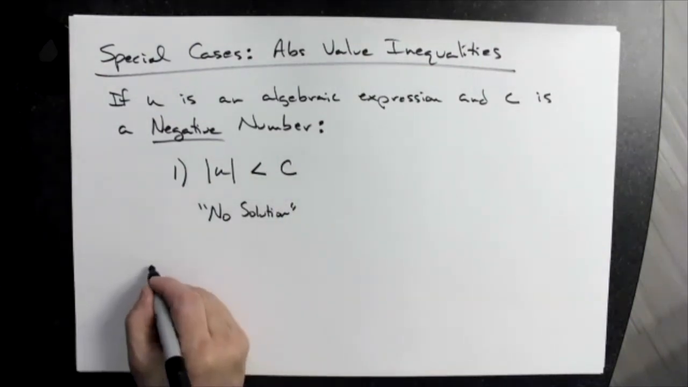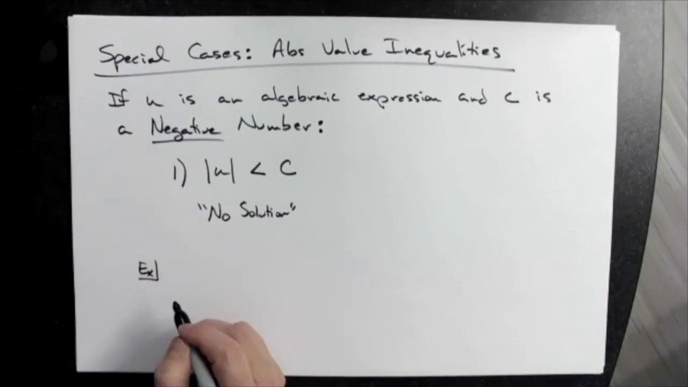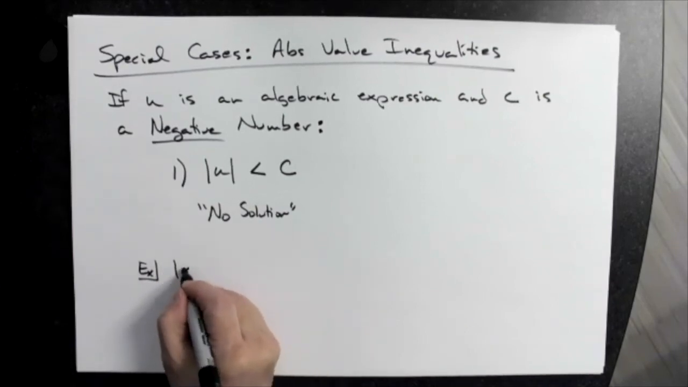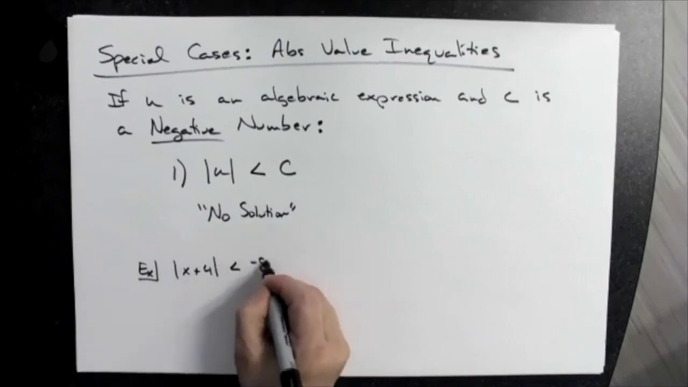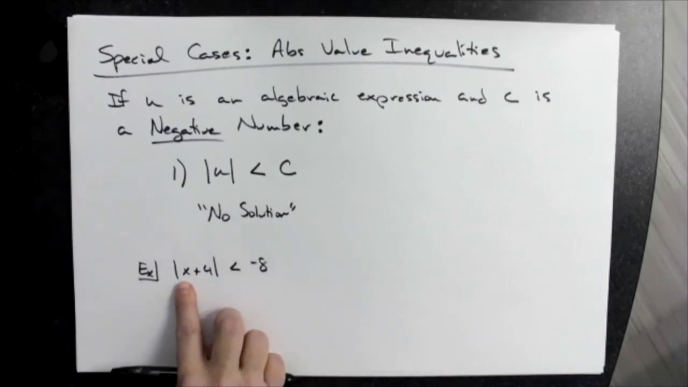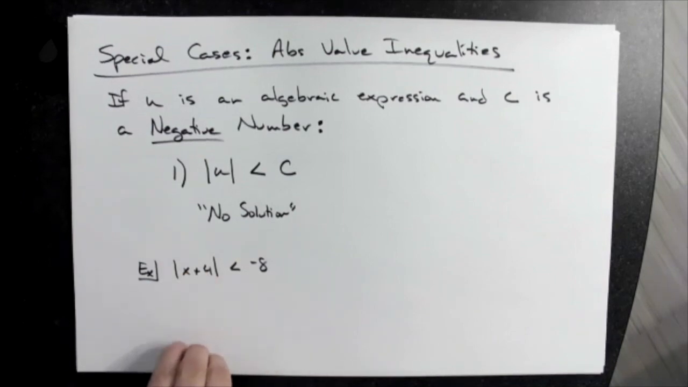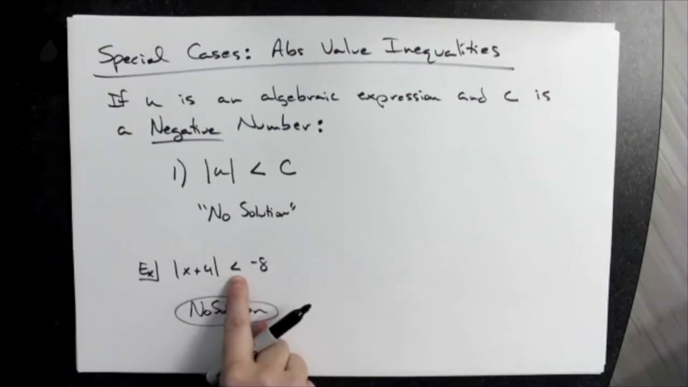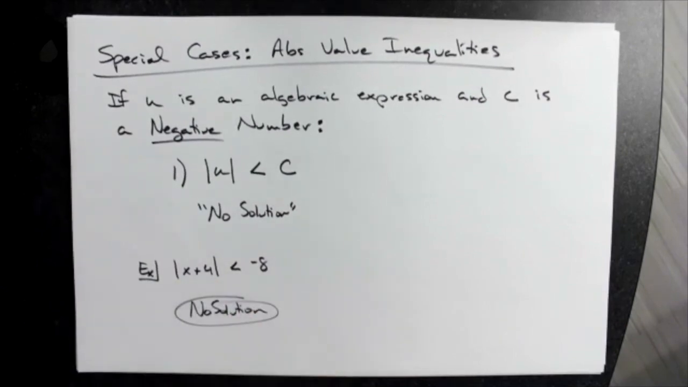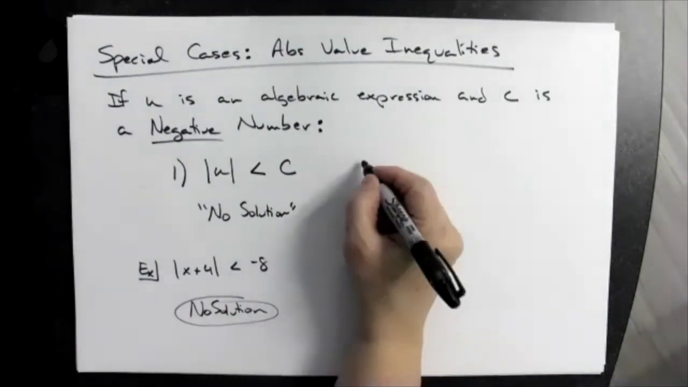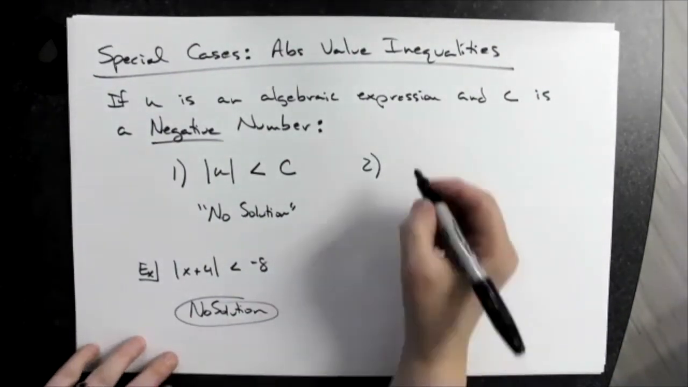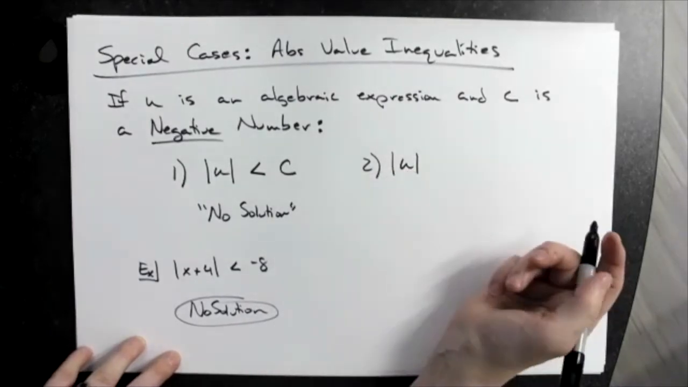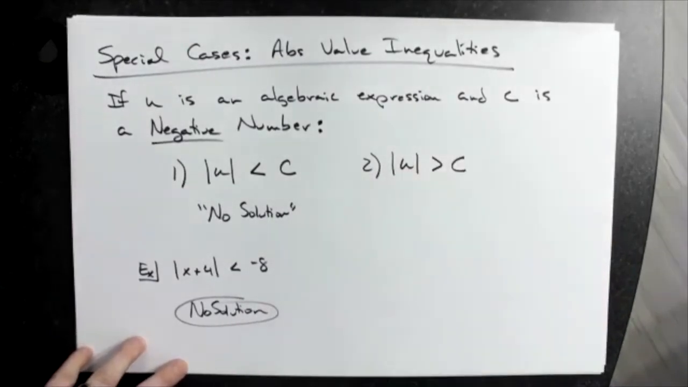Can't. Okay, so an example might be, and it really doesn't even matter what it says on the inside, absolute value of x plus 4 is less than negative 8. It doesn't matter what I plug in for x. Whatever I plug in for x, I add 4 to it. I take the absolute value. It's going to be a positive number. It can't be less than -8. So that's why this has to be a no solution. So you just look it up. This is your symbol. It's less than absolute value. You got a negative number over there. It's no solution. Okay, now second scenario would be absolute value of some algebraic expression greater than C.